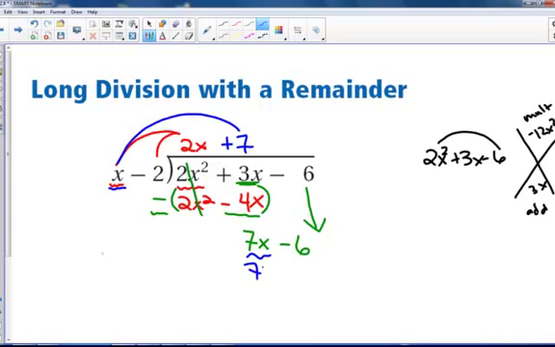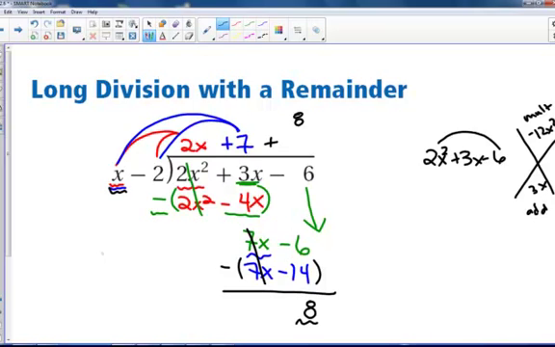7 times x is 7x. 7 times negative 2 is negative 14. Now we subtract the whole thing. This is gone. Negative 6 minus negative 14 is 8. X does not go into 8, so this is our remainder. So we're going to put plus, because it's a positive 8, and then it's 8 over x minus 2. This is my answer to what you get when you divide these two things.